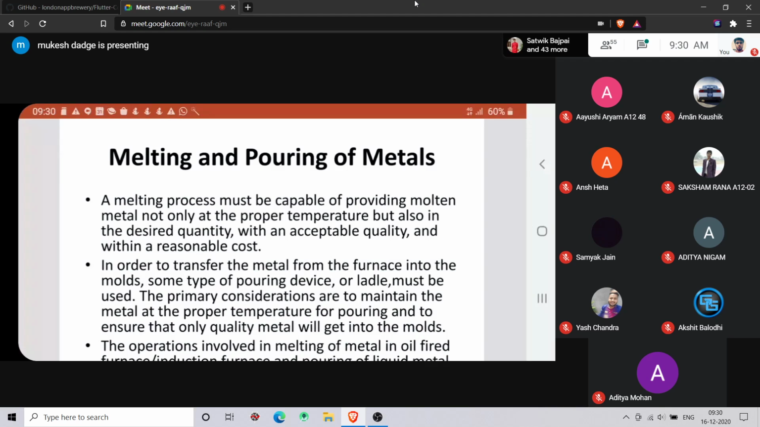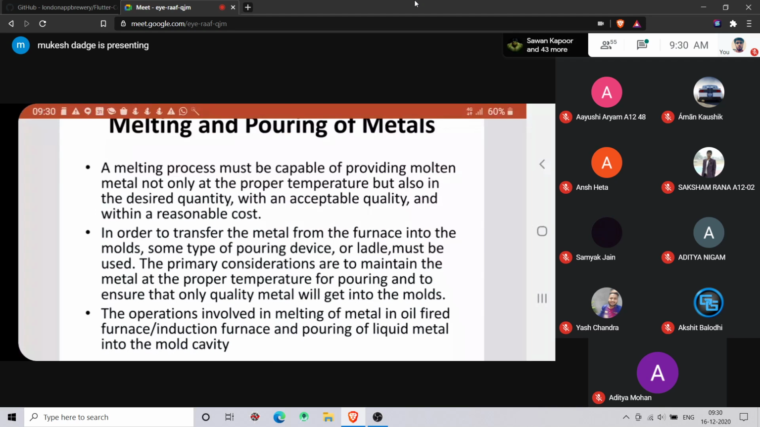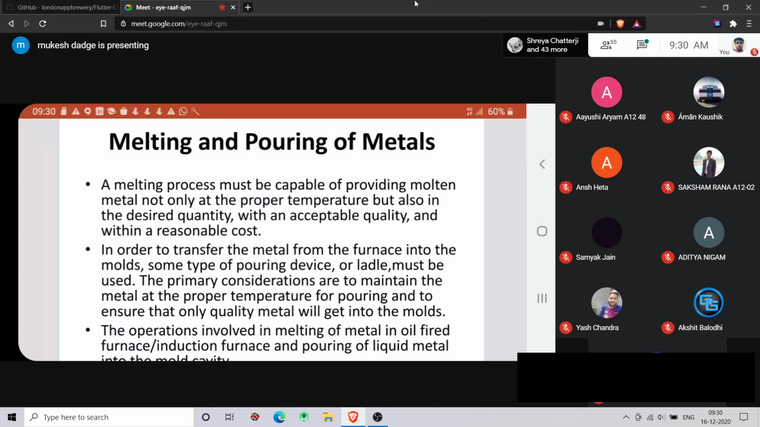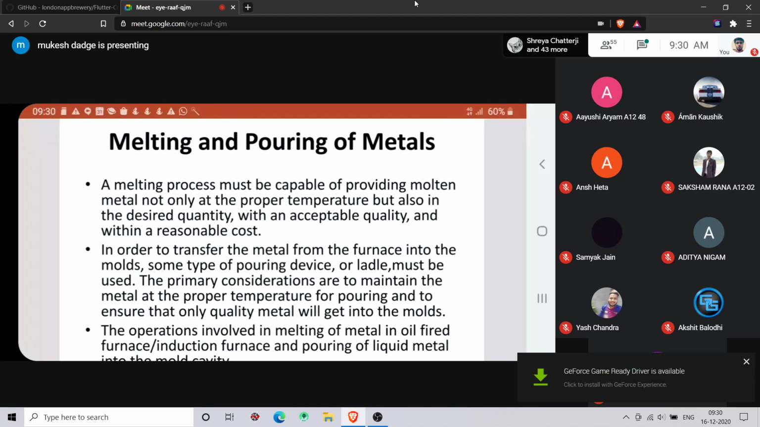Next is melting and pouring of metal into the mold. You can do these operations in parallel, mold preparation and melting. The molten process must be capable of providing molten metal not only at the proper temperature but also in the desired quantity, with an acceptable quality and within a reasonable cost.